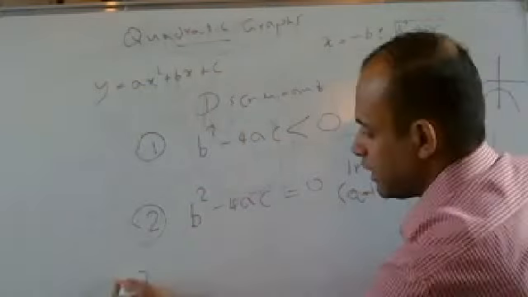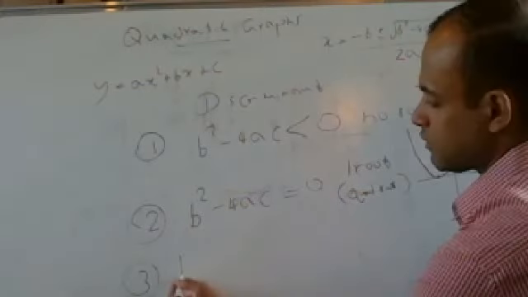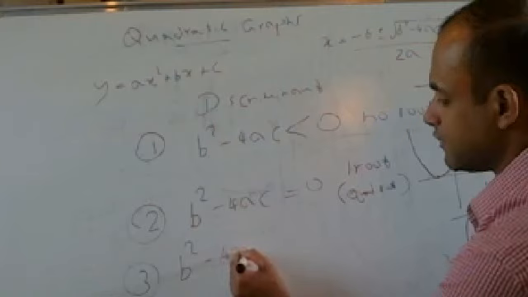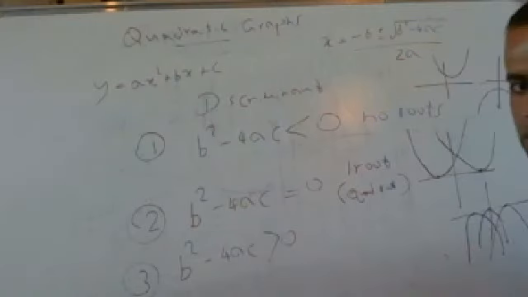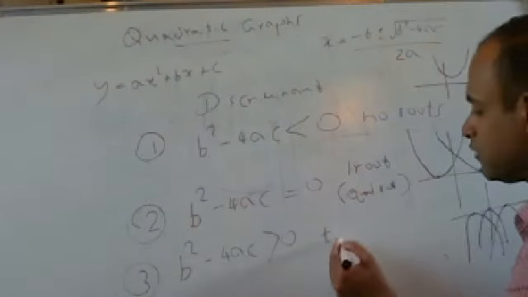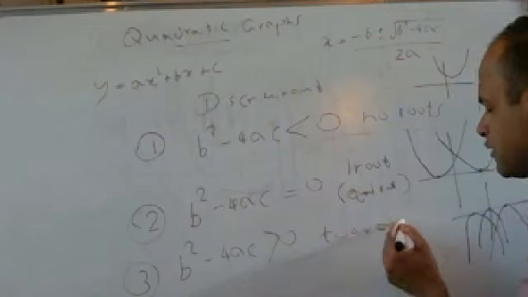Now the third type is when b squared minus 4ac is greater than 0, then we have two real roots.